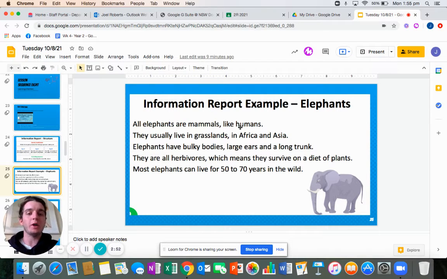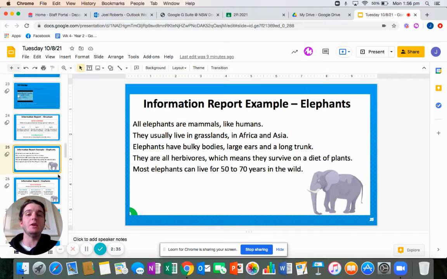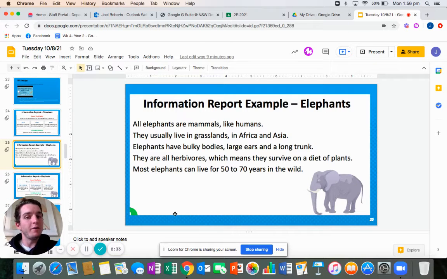So it says, all elephants are mammals like humans. They usually live in grasslands in Africa and Asia. Elephants have bulky bodies, large ears, and a long trunk. They are all herbivores, which means they survive on a diet of plants. Most elephants can live for 50 to 70 years in the wild. That's a very simple, well-structured information report about elephants.